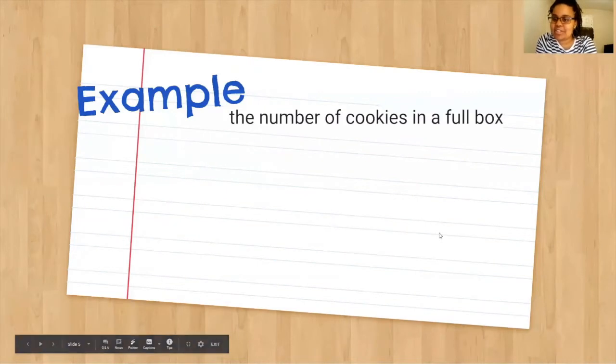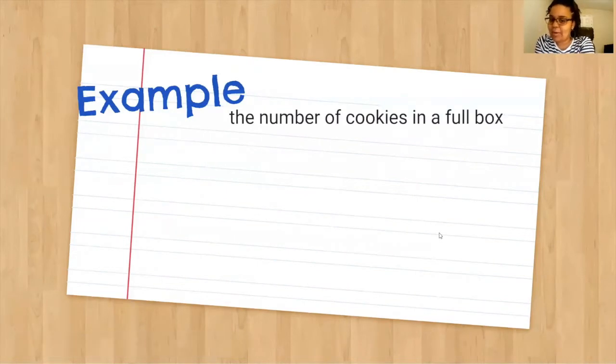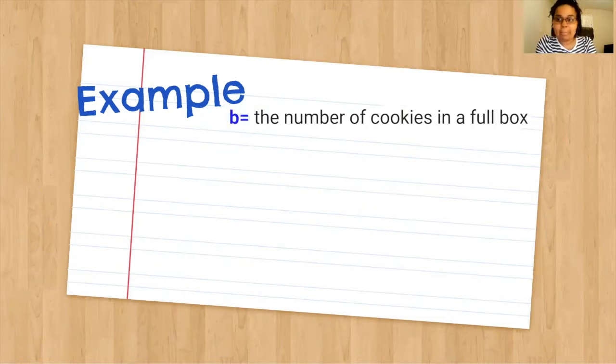Okay, so for this first example, I'm going to talk about the number of cookies in a full box. Now, I don't know about you, but I don't always know how many cookies are in a box. So I'm going to represent that with a variable. That variable I'm going to use is b.